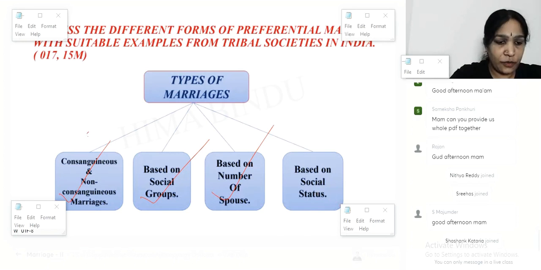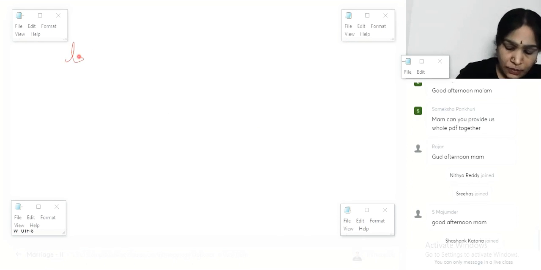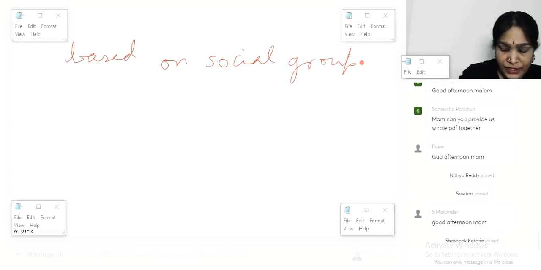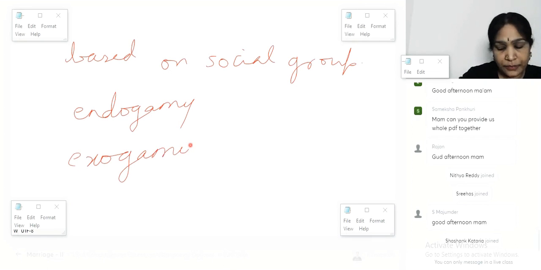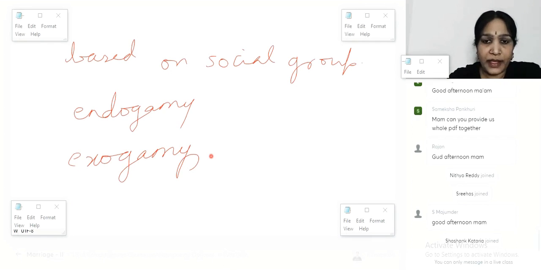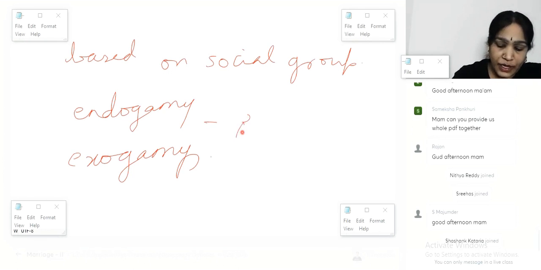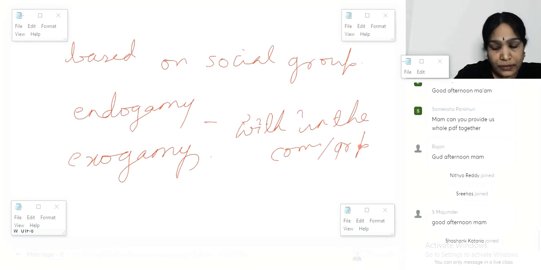Let me give you one content here. Based on social groups, marriage can be endogamy or exogamy. Keep using the words in your mind. Marriage can be two types: endogamy, exogamy. Endogamy means what? Endo means inside. So marrying within the community. If somebody marries within the group, then it is called endogamy.